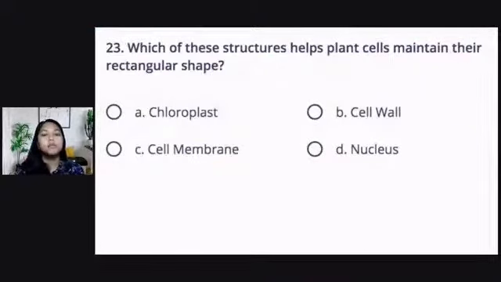Which of these structures helps plant cells maintain their rectangular shape? Is it letter A, chloroplast, letter B, cell wall, letter C, cell membrane, or letter D, nucleus? What's the answer for number 23? Number 23, time check 8:47. Which one do you think is the answer for number 23? We are not yet halfway. Okay, number 23.